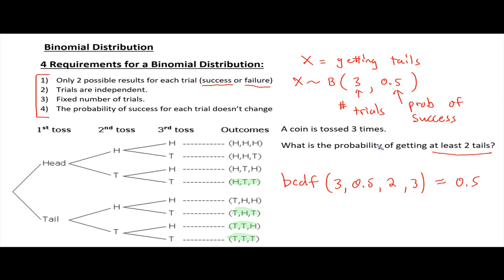When you have questions where the number of trials is very large, you're not going to draw a really big tree diagram. It's much more efficient and easier to use binomial distribution.